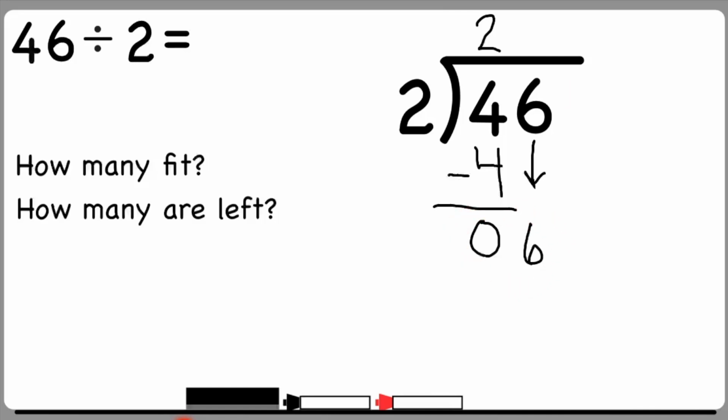Start my questions over. How many fit? How many 2's fit into 6? That should be 3. How many are left? We're going to multiply our 3 times 2. That will give us 6. Make sure there's none left for this one, and there aren't any left. So I can answer the problem: 46 divided by 2 is equal to 23.